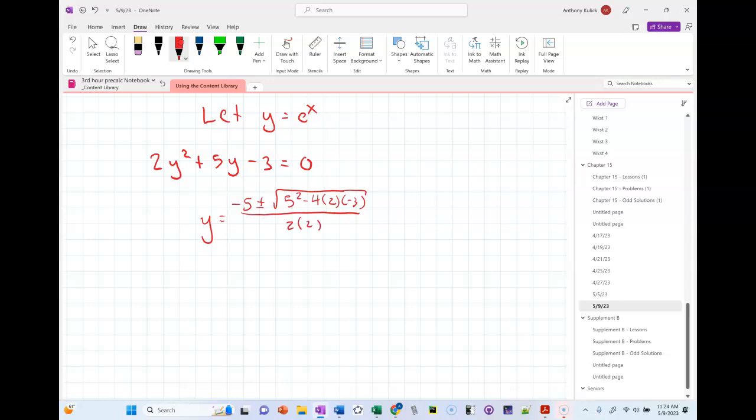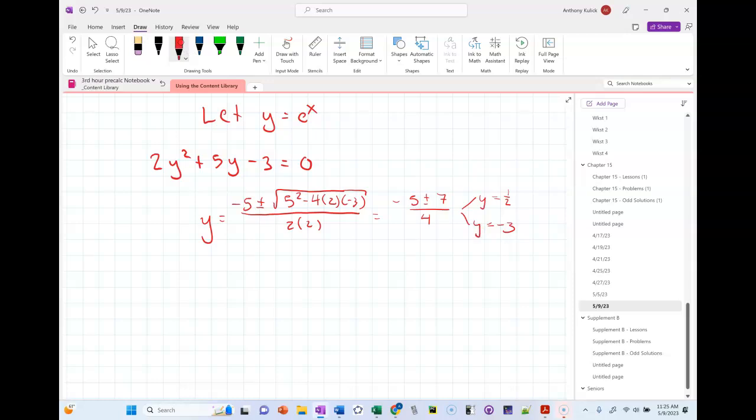All right. 5 squared is 25, and then minus 4 times 2 times negative 3 is minus a negative 24. 25 plus 24 is 49. The square root of 49 is 7. So if I do negative 5 plus 7, that's going to be 2 over 4, which reduces down to 1/2. And if I did negative 5 minus 7, that's negative 12 divided by 4, is negative 3.